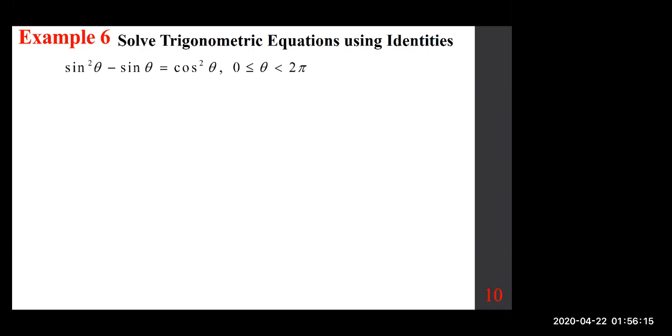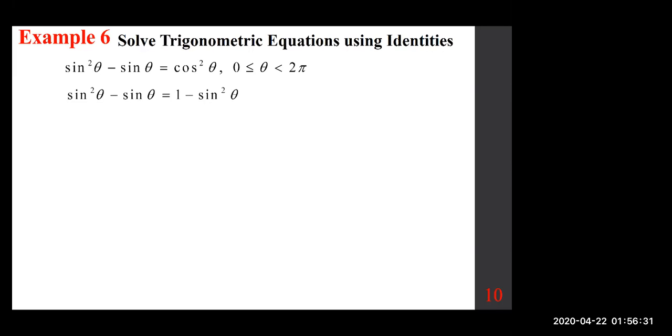We can use what? We want to replace cosine squared. We replace it with? Sine squared plus cosine squared equals 1, so cosine squared is 1 minus sine squared, right? Yeah, because sine squared plus cosine squared is 1.